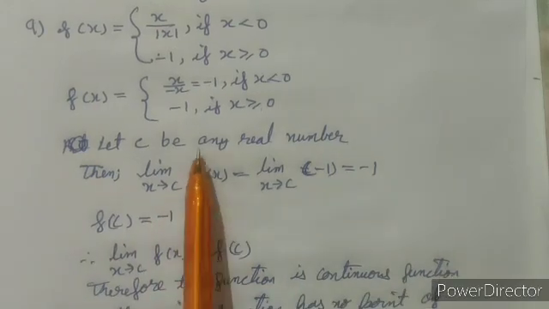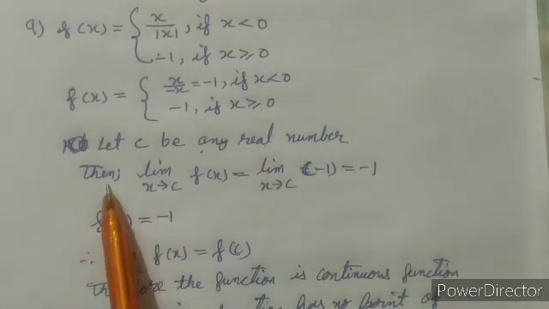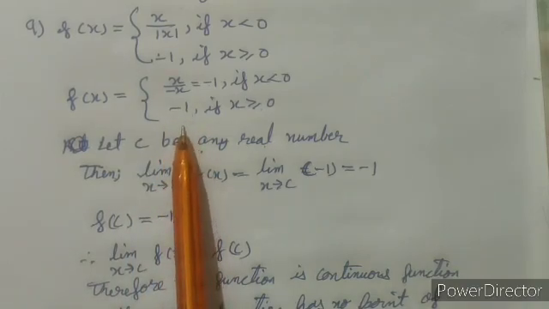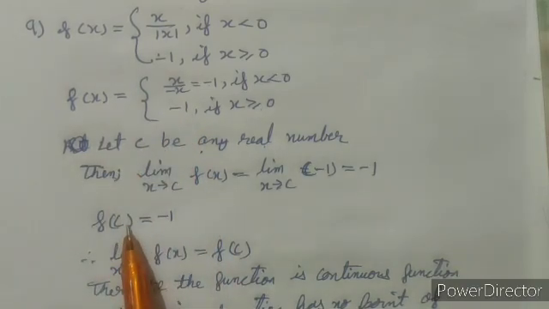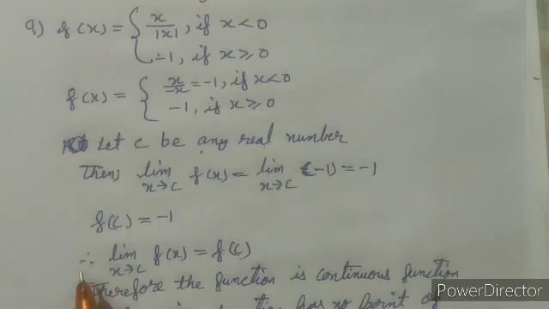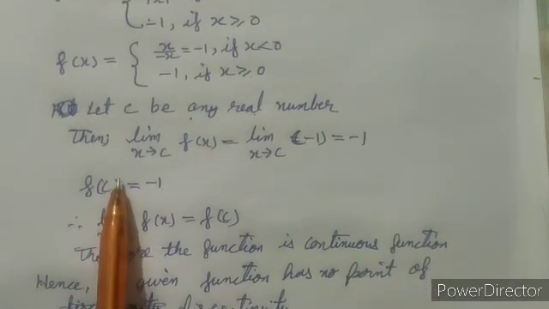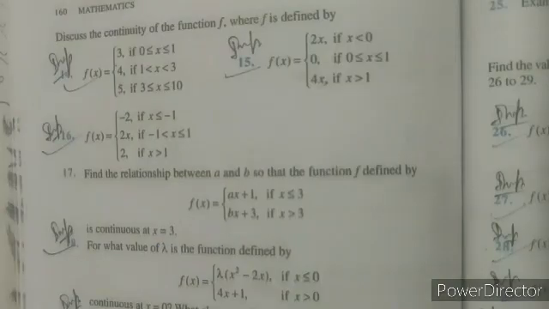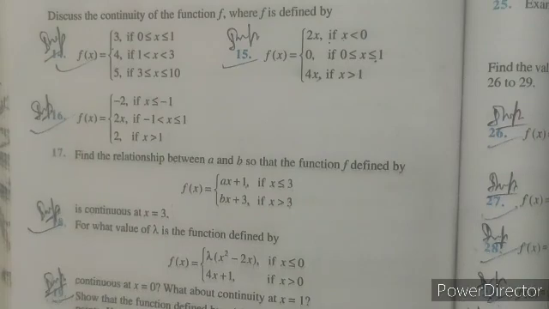So we will take a point c on the real number line and find out the limit at c and the value of the function at c, and both are the same, minus 1. So we can say that this function is continuous, or does not have any point of discontinuity. Questions number 14 to 16 are the same as question number 7. Now come to question number 17.